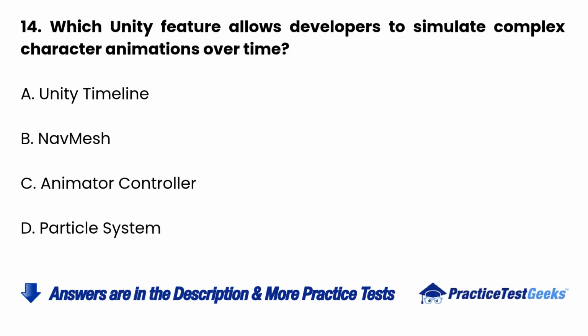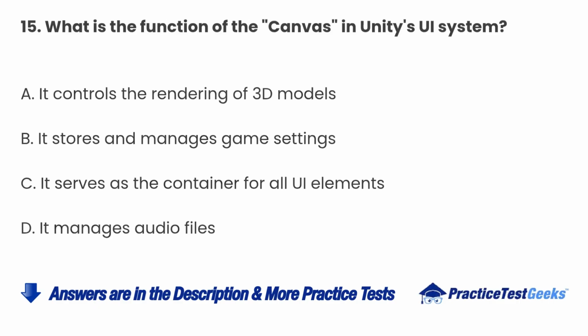14. Which Unity feature allows developers to simulate complex character animations over time? A. Unity Timeline. B. NavMesh. C. Animator Controller. D. Particle System.